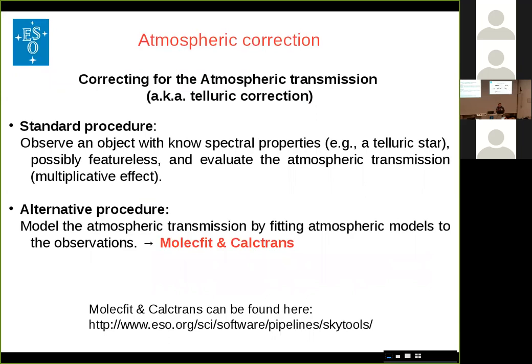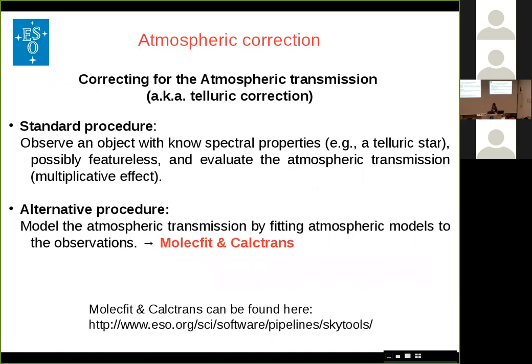Okay, there are two approaches. A standard approach is that you observe an object, hopefully featureless, for which you know what the spectrum looks like, so you can measure the transmission there. You can see how many photons you missed, so you can create your transmission curve. You can apply that to your science.